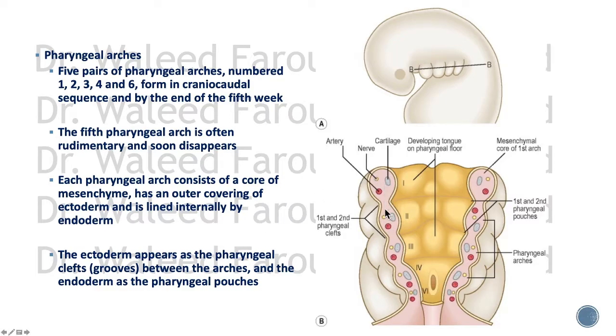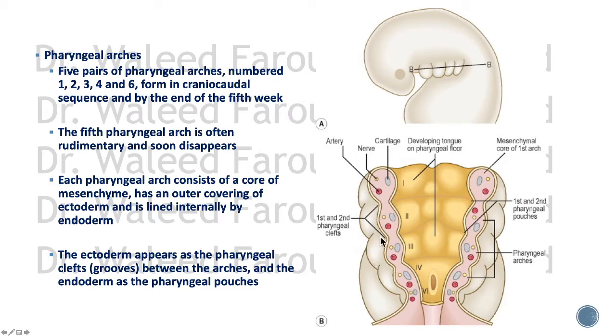1, 2, 3, 4, 5, but named the first arch, the second arch, the third arch, the fourth arch, and the sixth arch. There is no fifth arch, it disappeared. Now, these arches are mesenchyme with a piece of cartilage in it, and an artery and a nerve, and lined internally by the endoderm and from the outside by ectoderm.